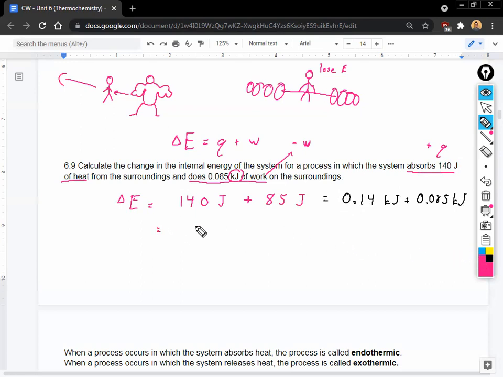And then here, oh, this is negative, by the way. Sorry, guys. You would have gotten 55 joules, or you could have gotten 0.0055 kilojoules. Either way, you'll get the same value. But here, the system is going to increase in energy because even though it's doing some work, it's absorbing more energy through heat. Okay, so just be careful with the positive and negative values.